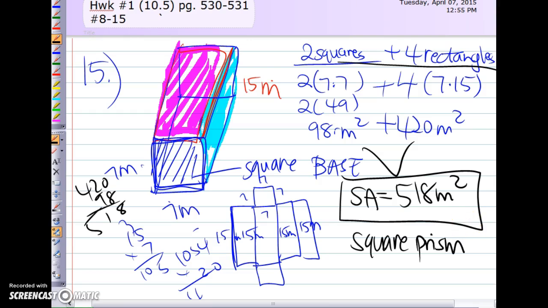Alright, do the best as you can on the other questions. Remember to use the correct area formulas for each shape. Go back to the bell work that we did when we reviewed the areas. And I'll see you tomorrow.